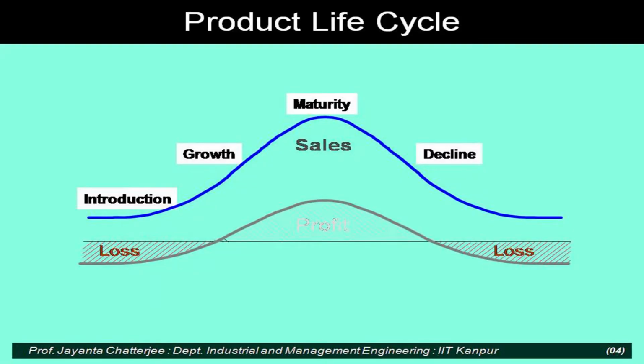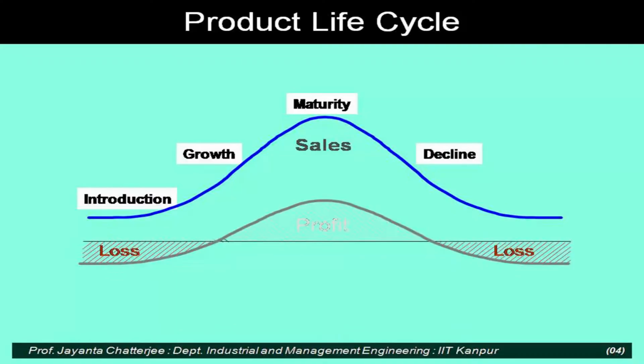So as you can see here, the sales climb across the PLC and decline across the PLC. The profitability or accumulated profit also, in the initial stage, you are actually in a stage of loss because you are still recovering the developmental costs of your goods and services.